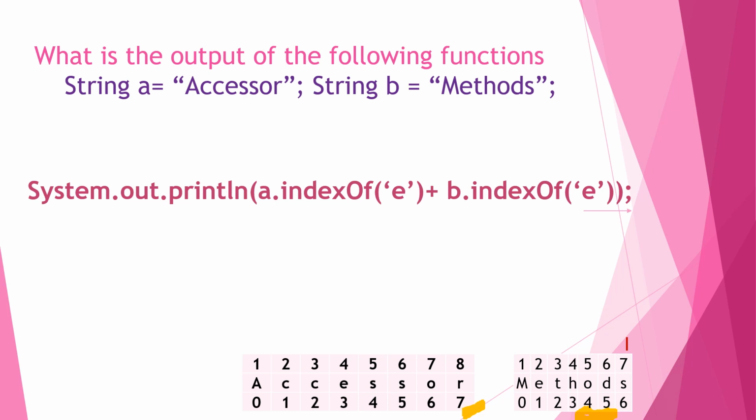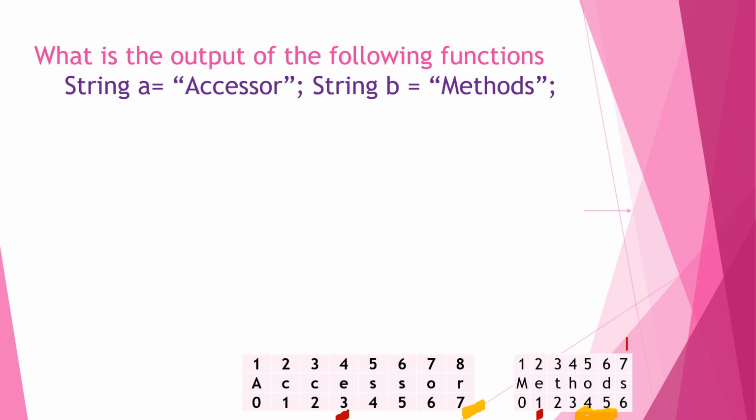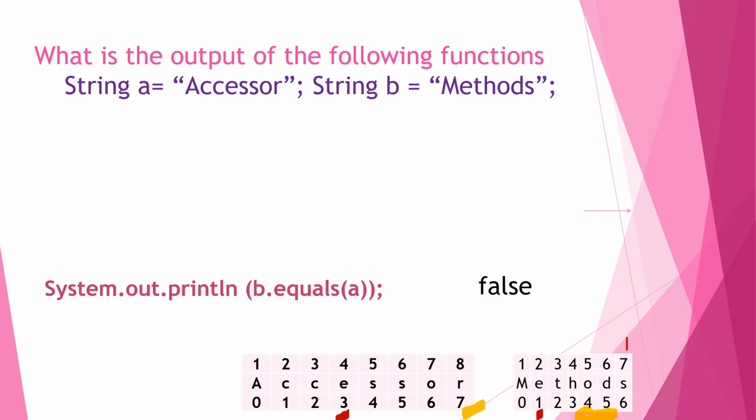And now the next function, System.out.println(a.indexOf('e') + b.indexOf('e')). Index of e means first occurrence of e. Here it is 3, plus b.indexOf('e'). First time e is coming in position number 1. That means the answer is 3 plus 1, 4. And now System.out.println(a.equals(b)), the answer is false because both of them are not the same.